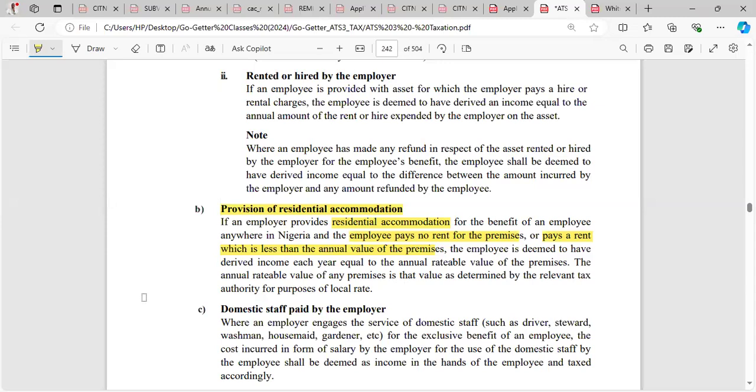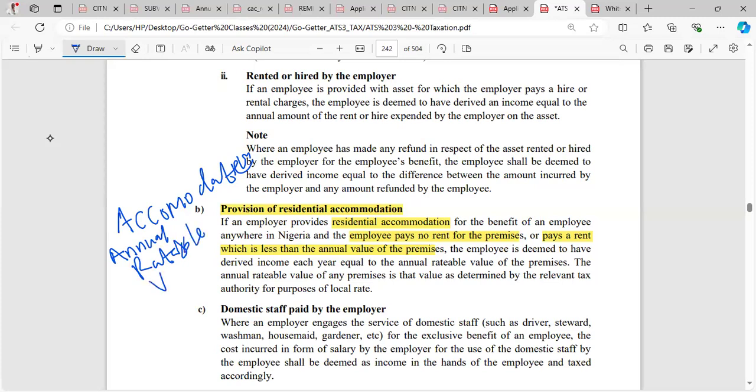Now, they will say, so what we mean here is, for accommodation, you look for the annual rateable value. So when you look at the annual rateable value, you will know.